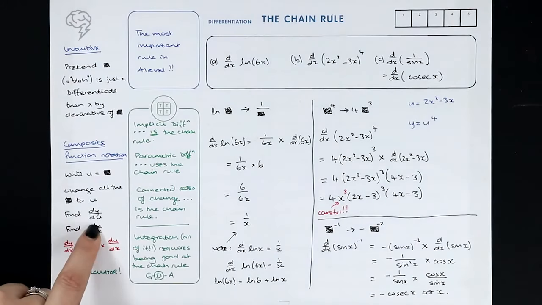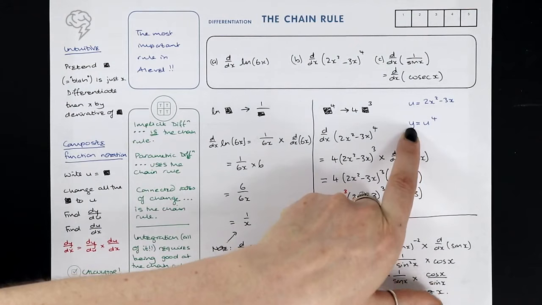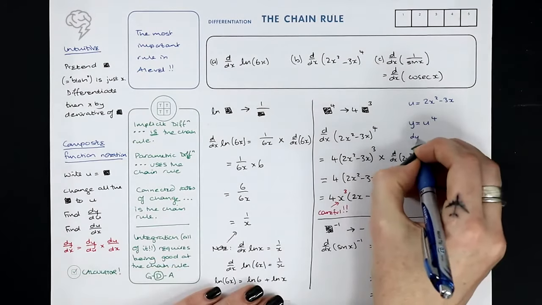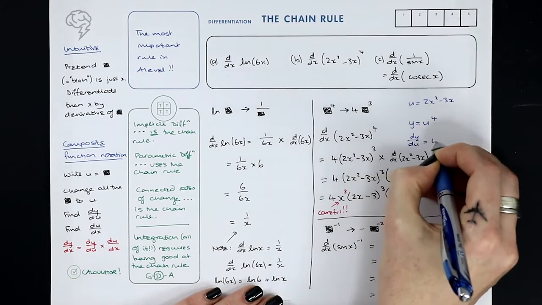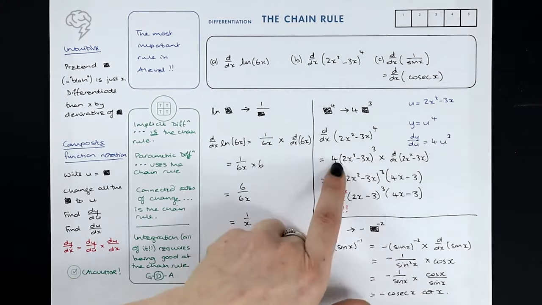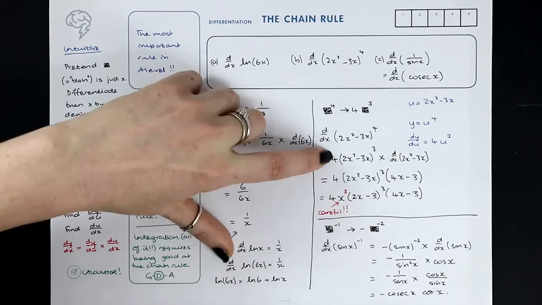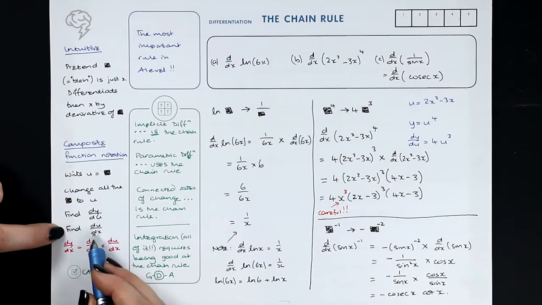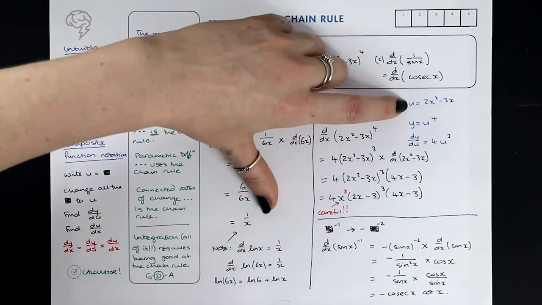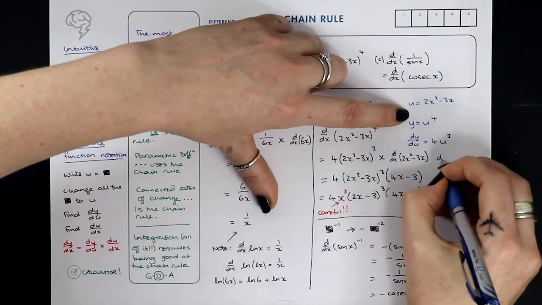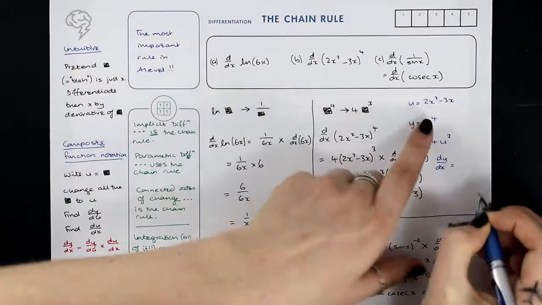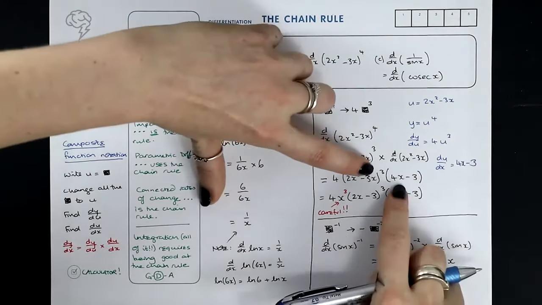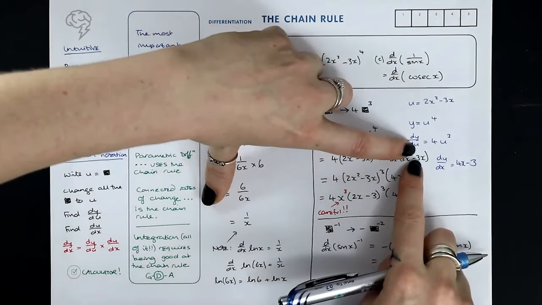Okay, find dy by du. So I'm going to differentiate this y with respect to this u. dy by du is 4u cubed. That's that bit there, look. 4u cubed. Now I also need to find du by dx. Here's u. So du by dx is 4x minus 3. There it is there, 4x minus 3, differentiating u.